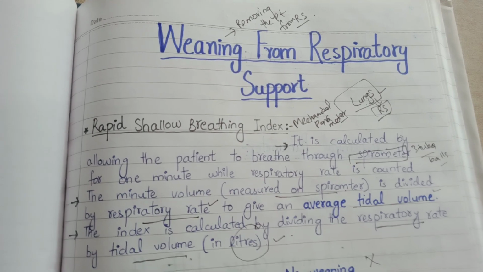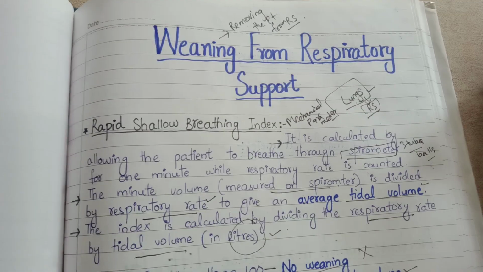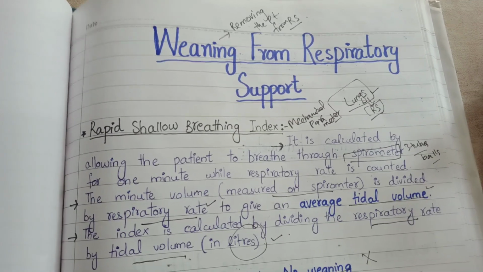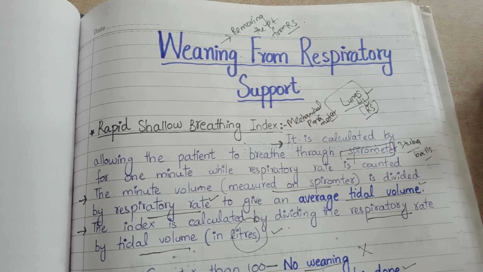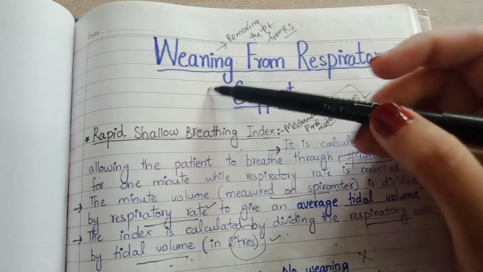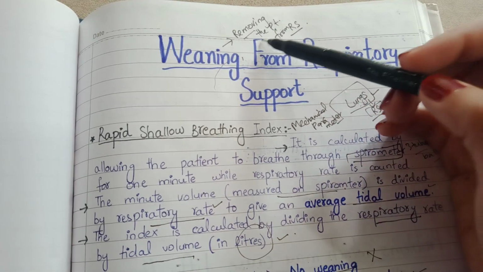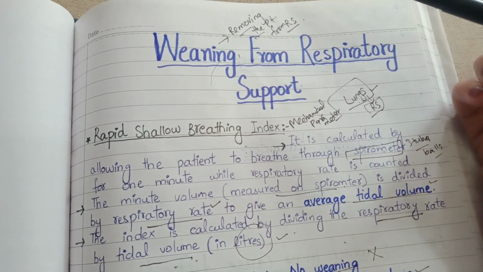Today we will discuss weaning. What is the process of weaning, what is the rapid shallow breathing index and how is it calculated, and what are the criteria for weaning. First of all, weaning is a process of removing the patient from respiratory support.